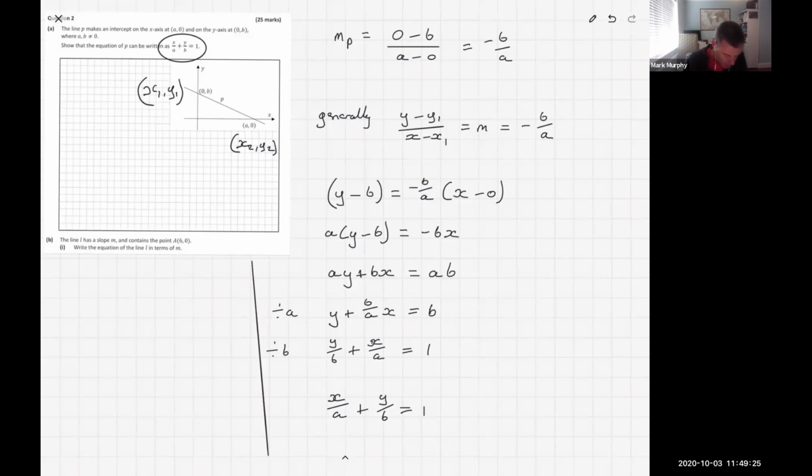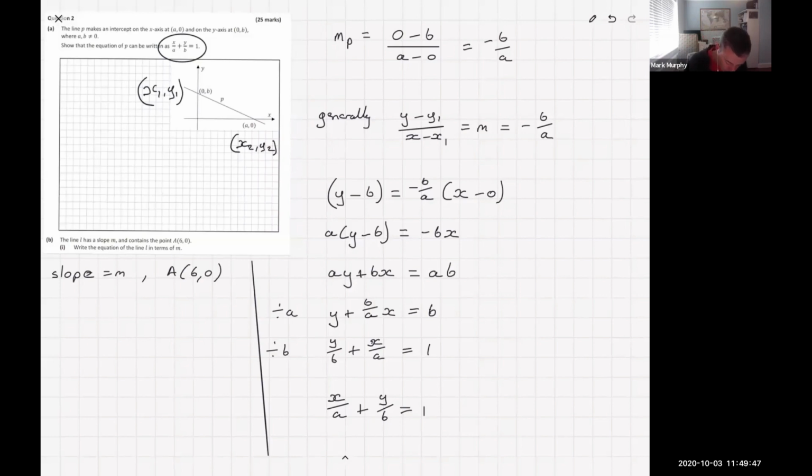Okay. So we're told the slope m, we're given, right? Let's write down what we have. So we're given slope equals m, and we're given the point A, which is 6, 0. That's all we're given, right? And we're asked to write the equation of the line L in terms of m.